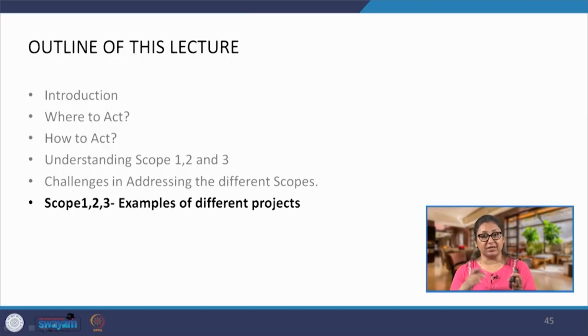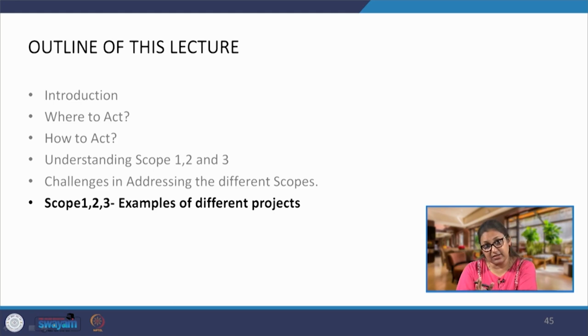Now, quickly looking at a recap of what we have done previously and then going ahead with what we are going to be doing today. We saw how to set up the boundaries, how to identify the organizational and operational boundaries. That was where we identified where to act, where the intervention is going to happen. Once we had done that, and prepared the inventory, accounting for where the emissions are coming from, we identified the positions and places where we need to act and then how to act. So, what are the kinds of interventions that are going to take place?